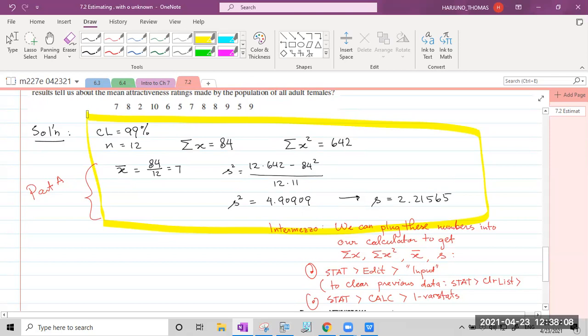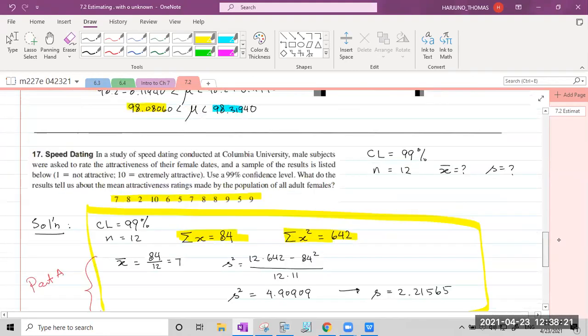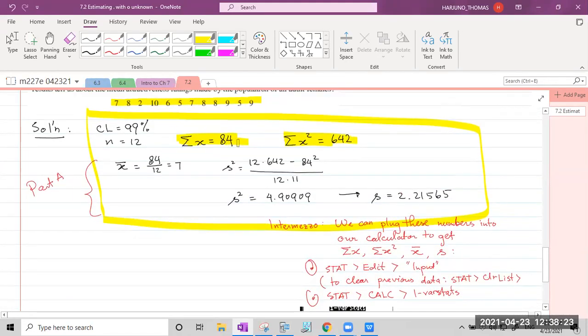However, notice that you never show the work for this part. So what I suggest you do is plug these numbers into your calculator the way I showed you earlier, and you get that sigma x and sigma x squared. And then you can compute this easily and confirm with the answer you have from your calculator.